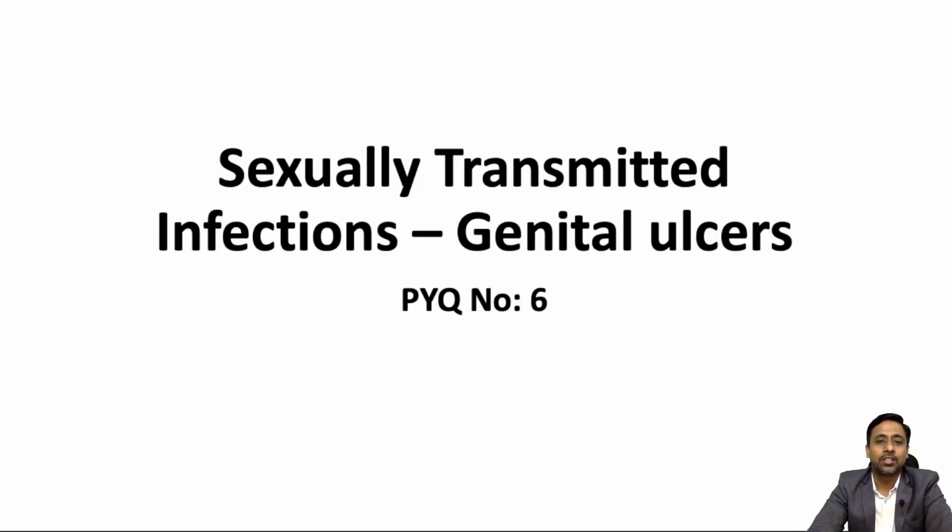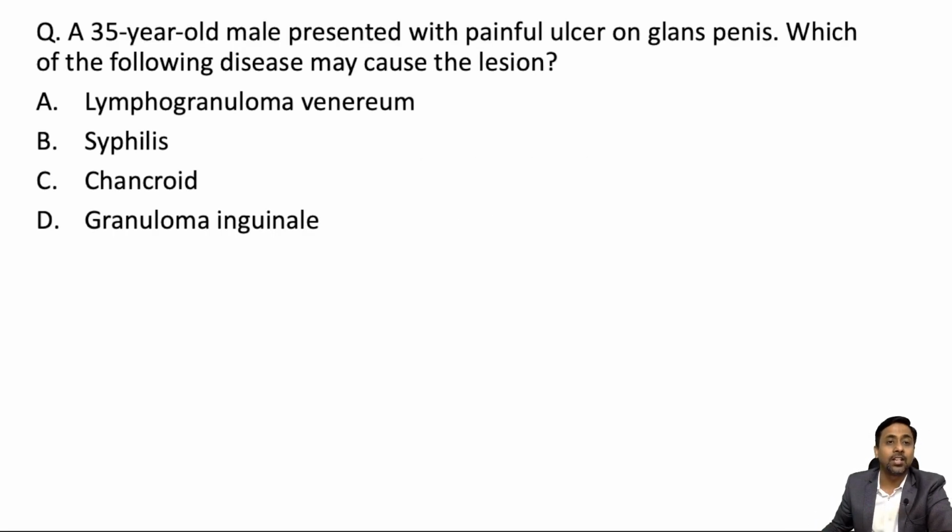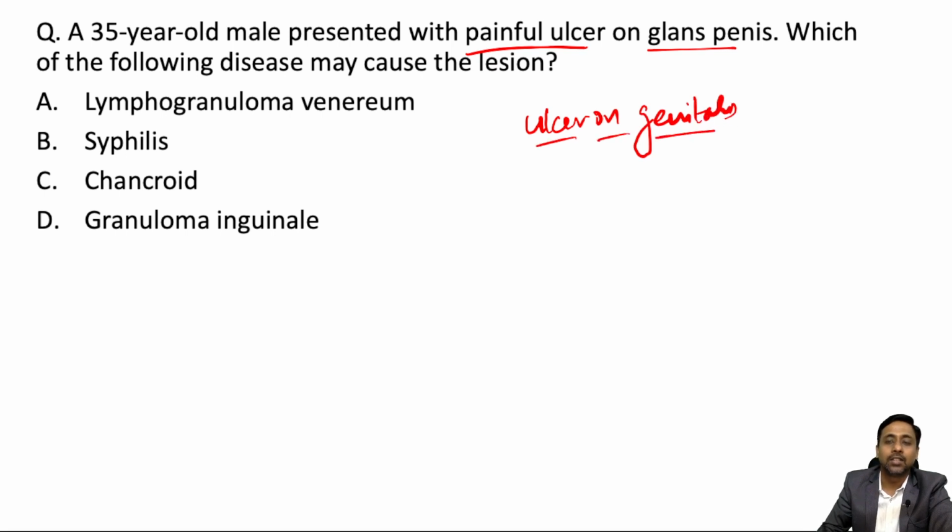So today's topic is sexually transmitted infection, genital ulcer, PYQ number 6. The MCQ is about a 35-year-old male presented with a painful ulcer on the glans penis. Which of the following diseases may cause the lesion? Lymphogranuloma venereum, syphilis, chancroid, or granuloma inguinale. To answer this question, you first need to know the various causes of ulcer on the genital. Obviously the question is about a painful ulcer.